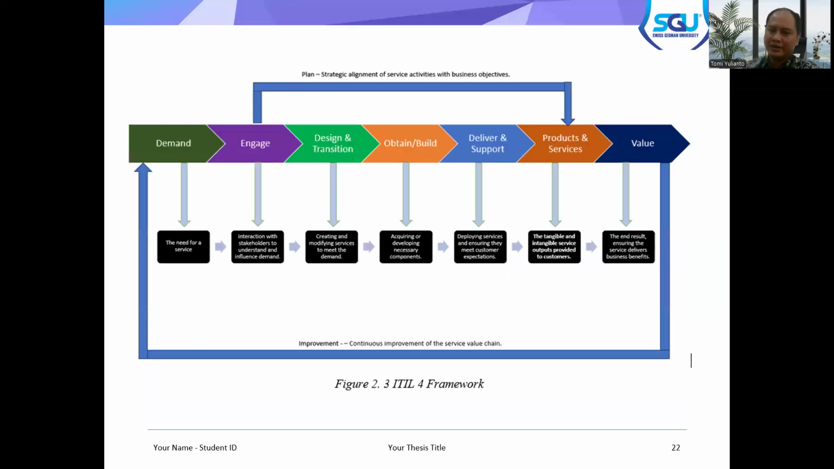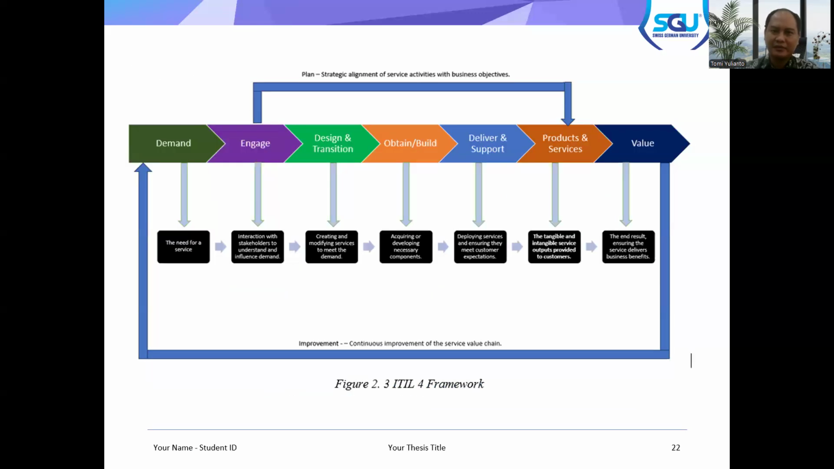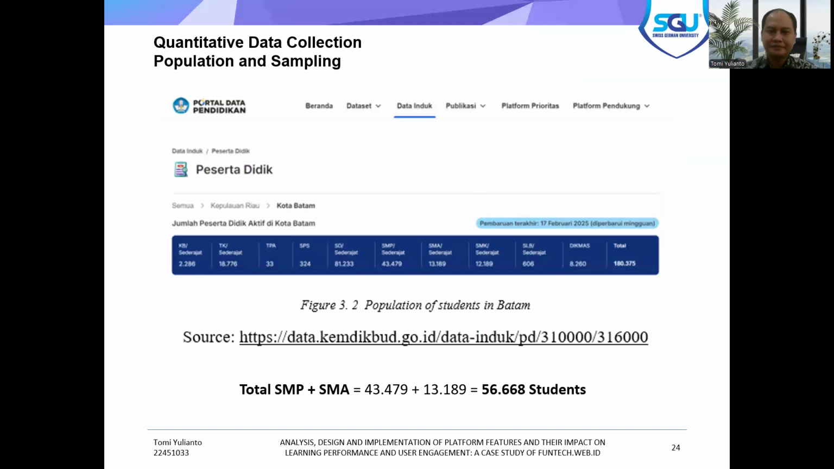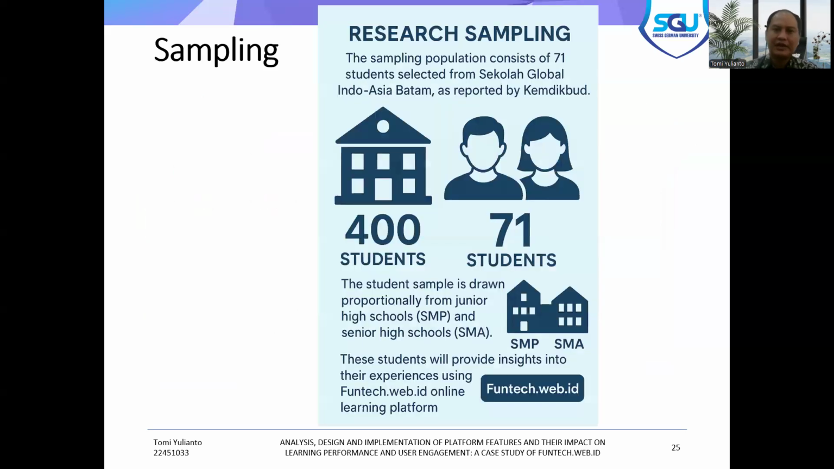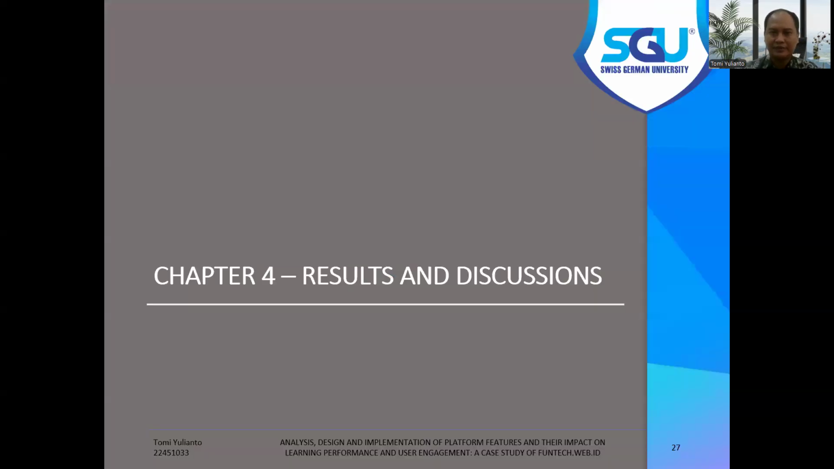The method that I'm using is the ITL4 framework, and from this framework, I create my own framework based on the ITL4. And then for the quantitative data collection, this one is the population of the SMP and SMA. We have 56,668 students. And then from that, the sampling involves 71 students from Sekolah Global Indonesia, which is the total is 400 students in here. And then for the qualitative data collection, the total sample is 10 people: 5 students, 3 teachers, and 2 IT experts.